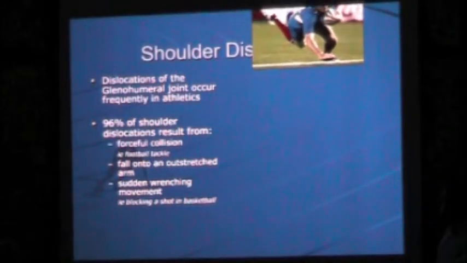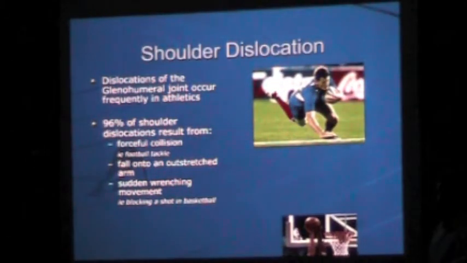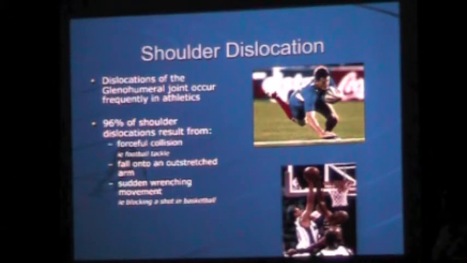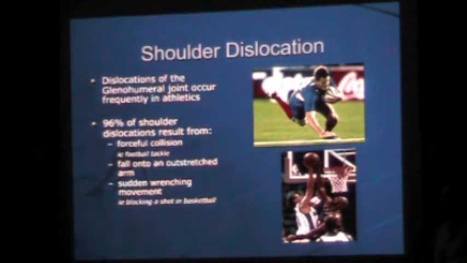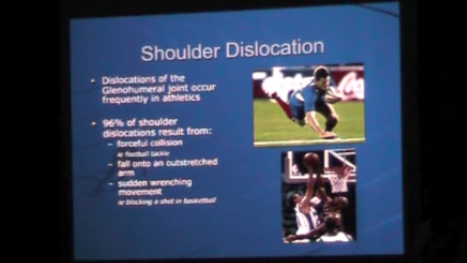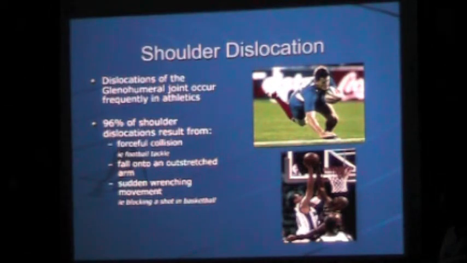Shoulder dislocations. Dislocation of the glenohumeral joint usually occurs in athletics, but it can occur in trauma, from a fall, from a car wreck. 96% of shoulder dislocations occur from forceful collisions: football tackling, falling on outstretched extremities, sudden wrenching movement. I've seen some wrestlers that got pinned or pulled and their arm dislocated. From basketball, arms get tangled up when they're going for a shot or trying to rebound. So there are a number of different ways you can have a shoulder dislocated.